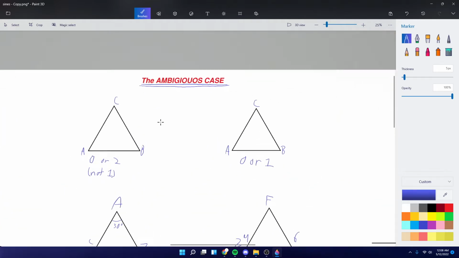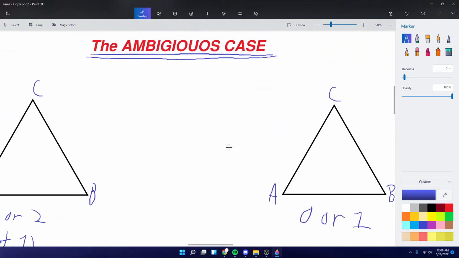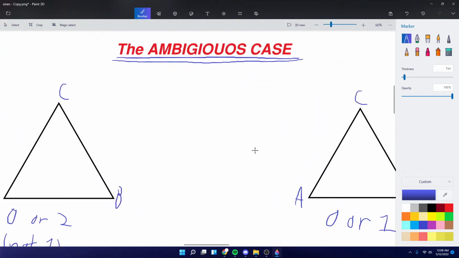Alright, so now we're going to go to the ambiguous case. I don't know what ambiguous means, but basically in this context, it's a case where you have two sides and you're given an angle that's opposite to one of those sides. And the reason why it's called the ambiguous case is because there are either 0, 1, or 2 triangles.